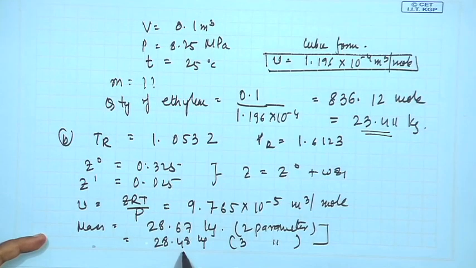It is also important to note that the predictions from 2 and 3 parameter models do not vary much, which automatically implies that we can safely use the 2 parameter law of corresponding states, provided we are not very near the critical conditions and not very near the saturation curves.